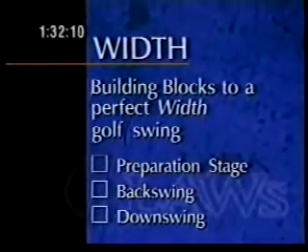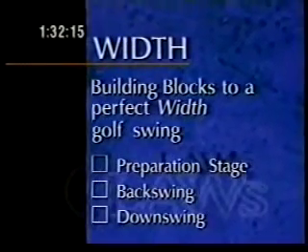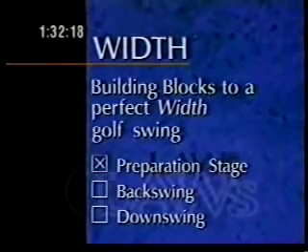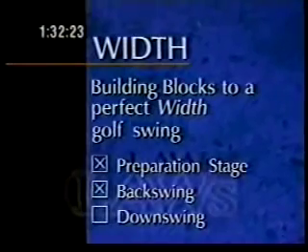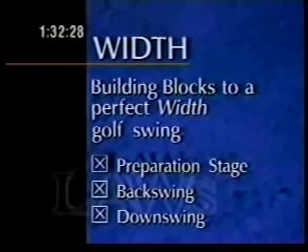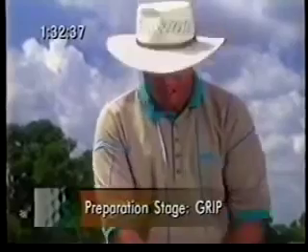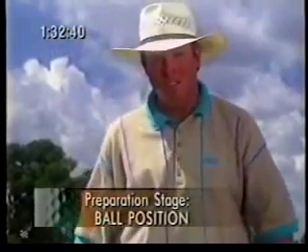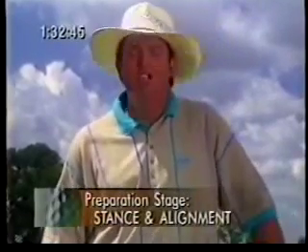We are now ready to learn the building blocks to the ideal width golf swing. Our first building block is the preparation stage. It has 5 elements. Our second building block is the backswing, which has 2 elements, and our final building block is the downswing, which has 3 elements. We're ready to start the preparation stage. There are 5 elements to the preparation stage: the grip, the ball location or position, the posture, the stance, and the alignment. Let's start with the grip.